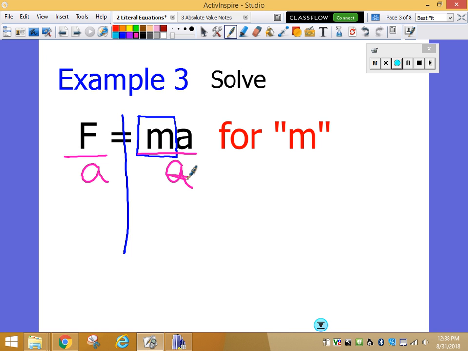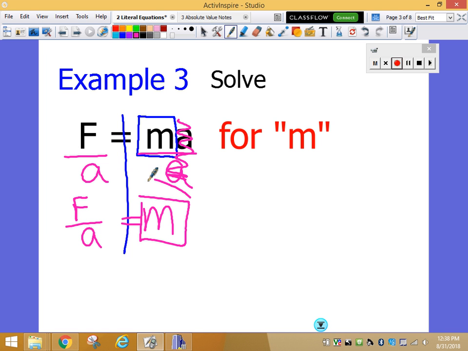Right? A divided by A is nothing. I'm going to bring down M. And on the left side, you can't type that in the calculator because they're letters. So we're just going to rewrite it. F over A. Now, let's look and see if we're done. Is M by itself? Yes, there's nothing else with it. So this is my answer. M equals F divided by A. So we're talking about it in science terms. Mass equals force divided by acceleration.